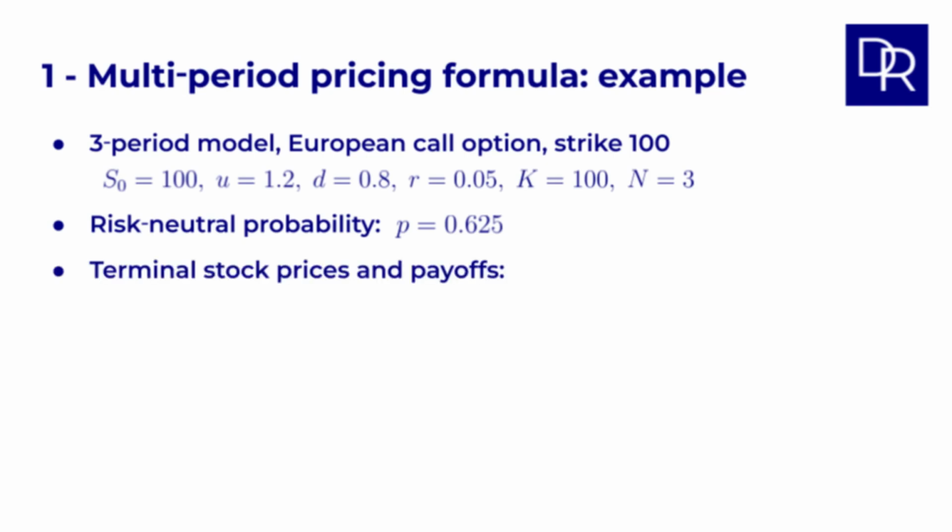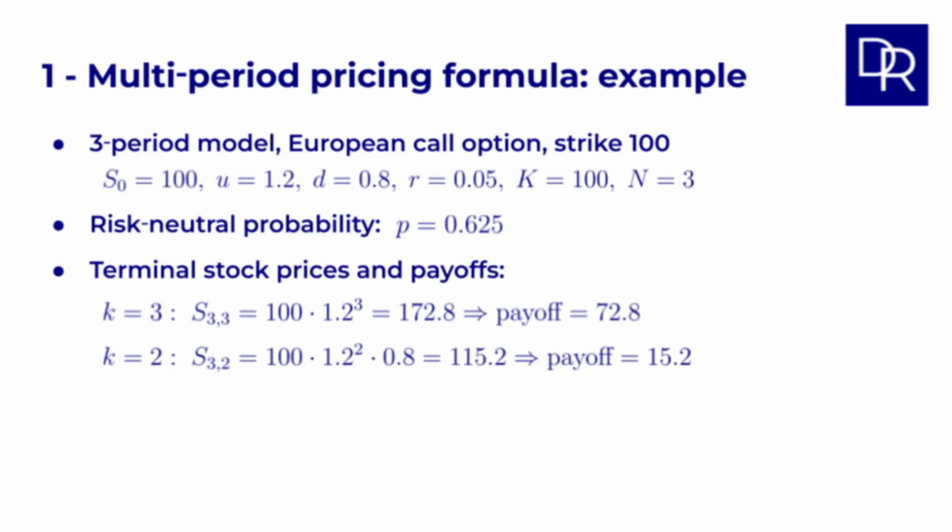Then let's work out the terminal stock prices and payoffs. With 3 up moves, k equals 3, so the stock price there is after 3 up moves 100 times 1.2 to the power of 3, which equals 172.8. In our call option, we have the right to buy at 100. So this option here is worth 172.8 minus 100, so 72.8.